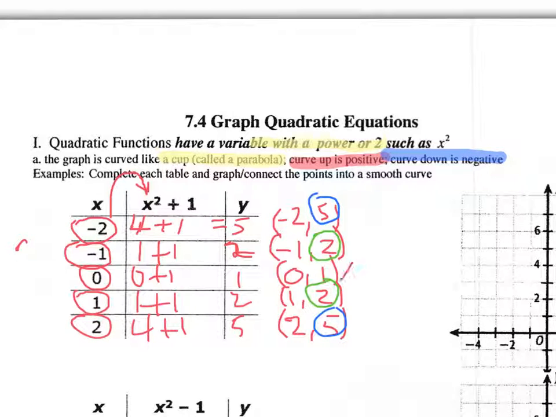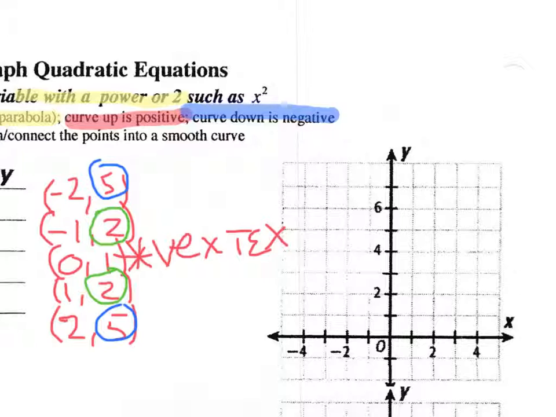We will begin by graphing this point, which is called the vertex. Here's the point 0, negative 1 right here. This is the point 1, 2, and adjacent to it is the point negative 1, 2. This is the point 2, 5, and adjacent to this is the point negative 2, 5.